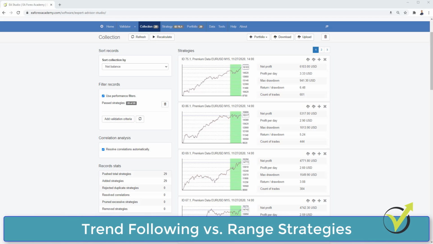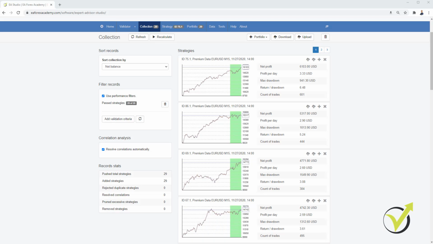Dear traders, I continue now with the next method, and it pretty much depends on what type of trader you are. Are you following the trends, or do you prefer to trade in the range and to buy when the price is cheap and to sell when the price is expensive? EA Studio generates both types of strategies, and I will show you in this lecture how you can recognize them, and I will give you some examples.